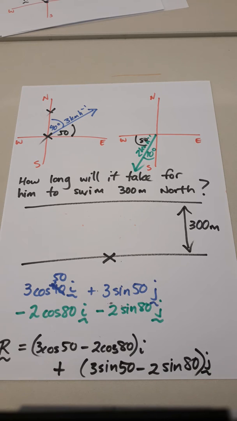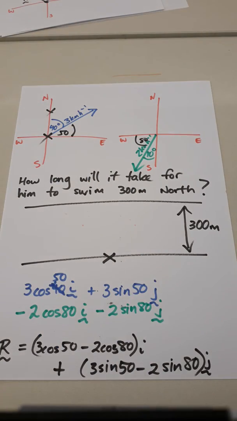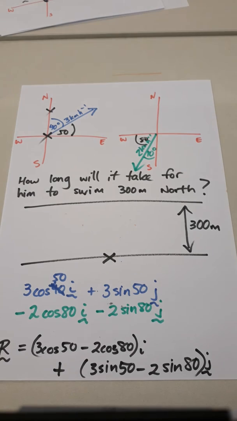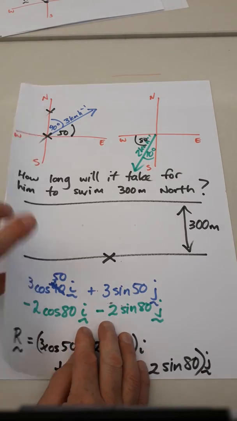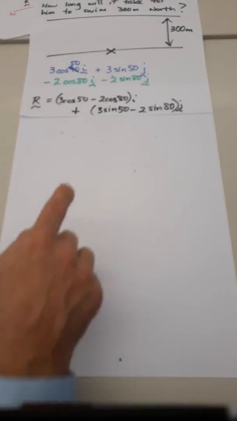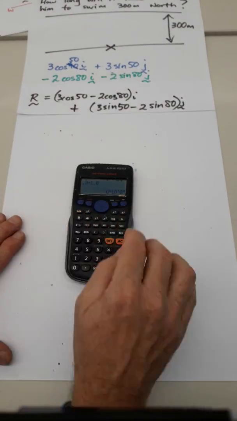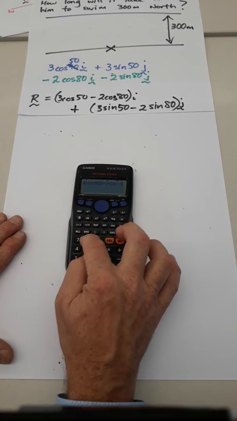Now, one thing we learnt from the last question is the horizontal amount of movement is irrelevant to us. What we care about is how long is it going to take him to cross the river, which is vertical, which is the north-south direction. So we really only care about this component of his velocity, which we've already got worked out there. So we really only care about this 3 sine 50 minus 2 sine 80. 3 times sine 50 minus 2 times sine 80.